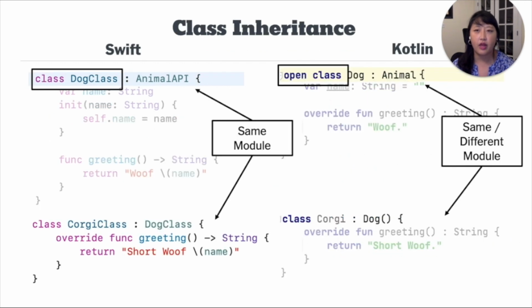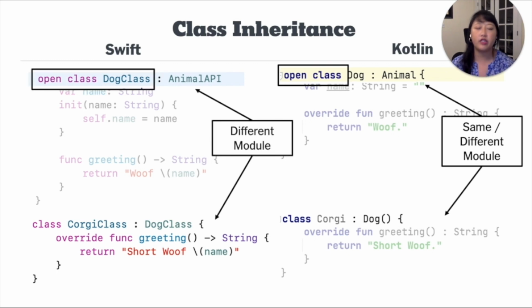Now let's take a focus on classes in Swift versus Kotlin. And there's a big difference between the two in how they handle inheritance. So in Swift, all classes are by default open. So meaning that within the same module, you can inherit from any class unless it's specifically marked as final. This is opposite from Kotlin, in which all classes are by default final, and then we must mark a class as open in order to inherit from it.